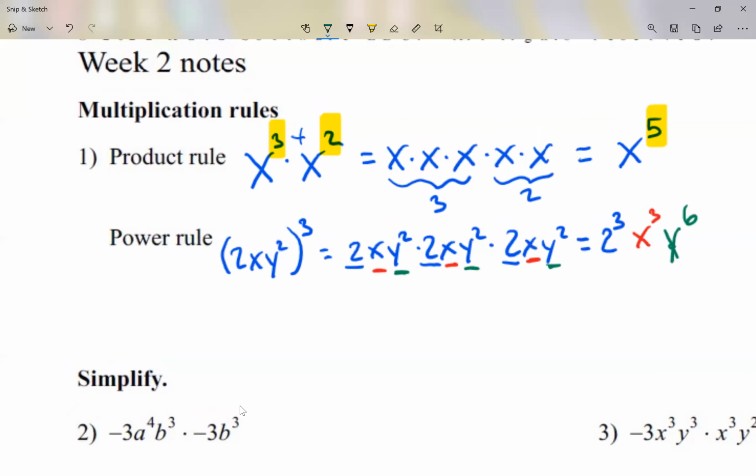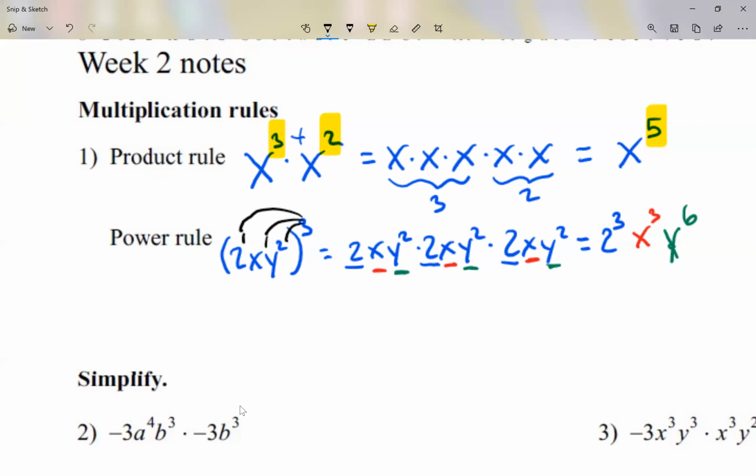Now, the interesting part on the power rule. The power rule states, to begin with, make sure everything inside of the parentheses has an exponent. Make sure everything has an exponent. If you don't see it, count it as a 1. So technically I had a 2 to the 1, x to the 1, and y to the 2. And then the power rule says, multiply the exponent on the outside times the exponents on the inside. Notice I could have just done that, and that would have given me 2 to the third, x to the third, y to the 6th.